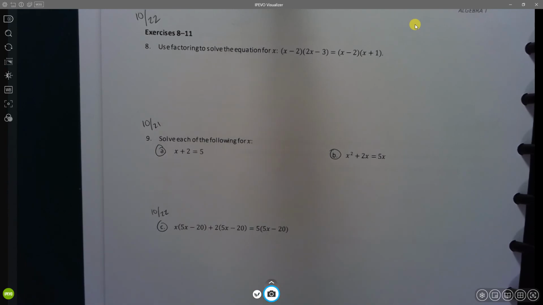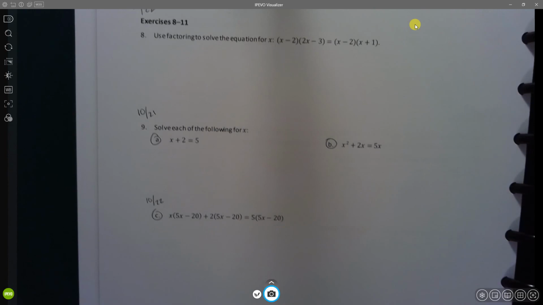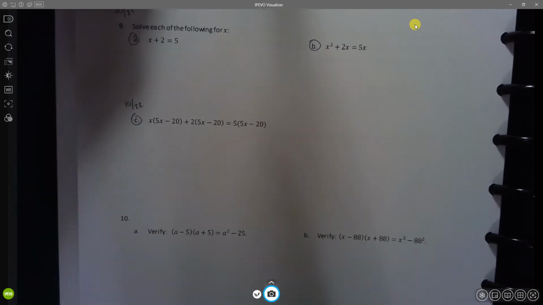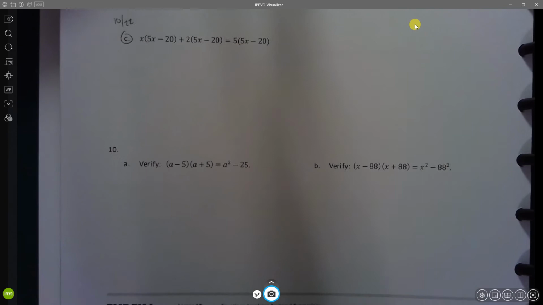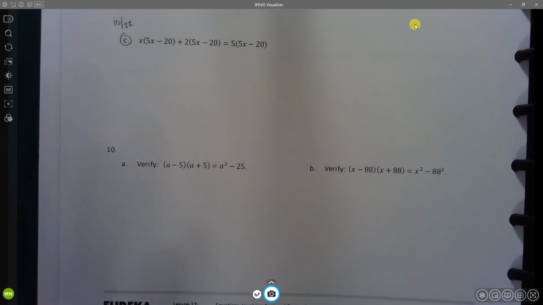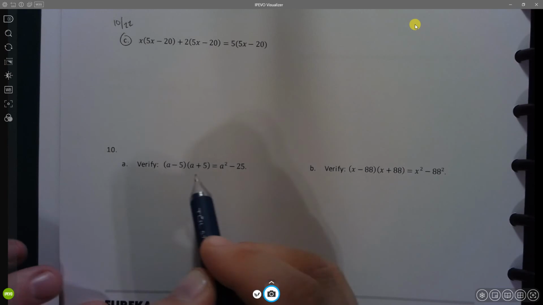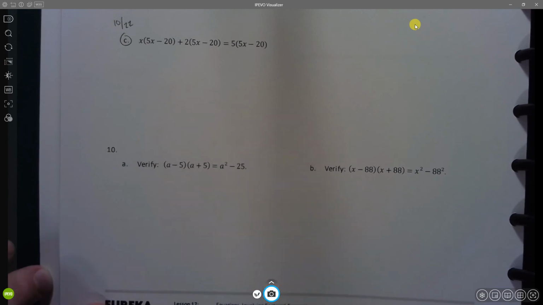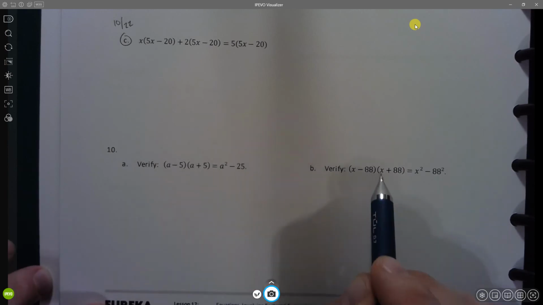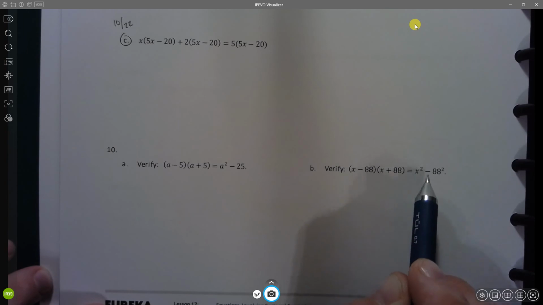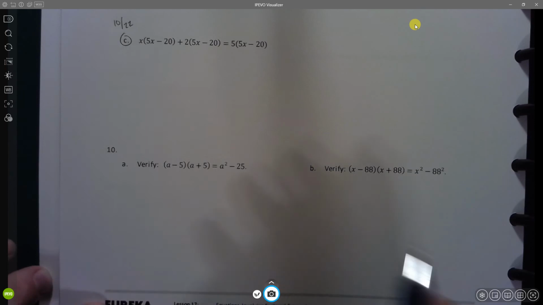All right. Let's do numbers 10 and 11. We want you to verify something. We're verifying that a minus 5 times a plus 5 gives us a squared minus 25, and x minus 88 times x plus 88 equals x squared minus 88 squared. So we're going to verify that.